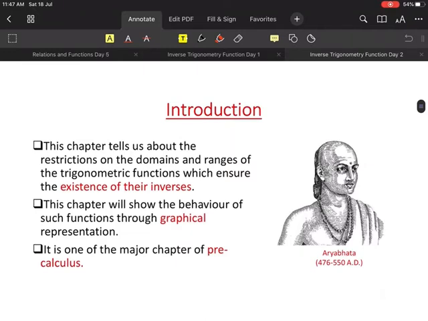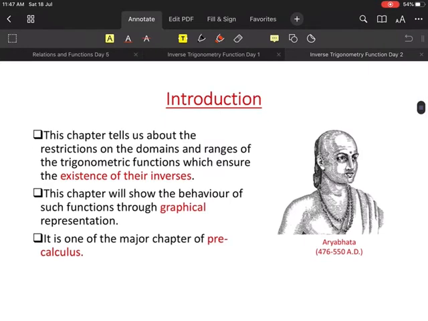So first thing, for every chapter we start with this one. Why are we studying this chapter? What's the purpose? If I study this chapter, what are we going to learn from it? First, in this chapter we'll learn about the restrictions on the domains and ranges of the trigonometric functions which ensure the existence of their inverses. So this is the first condition.